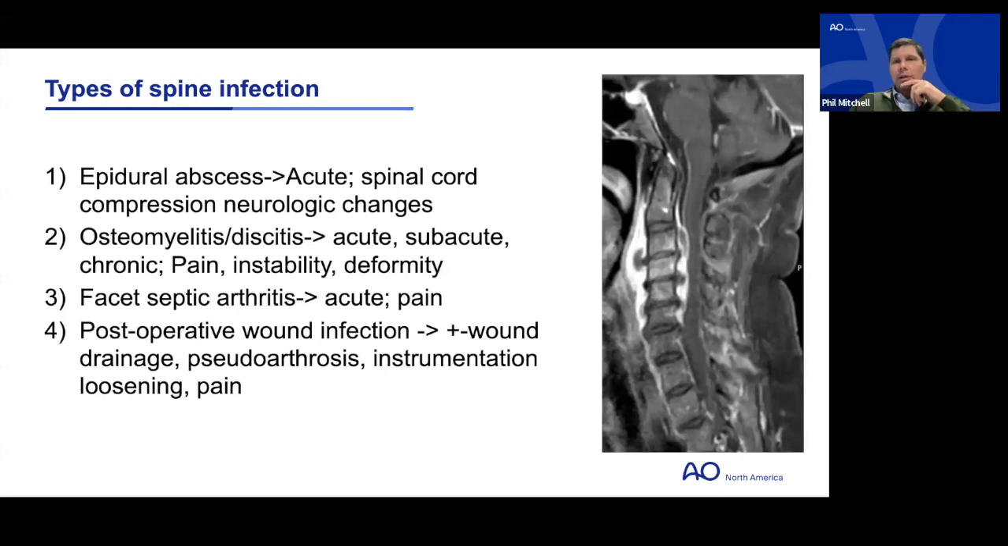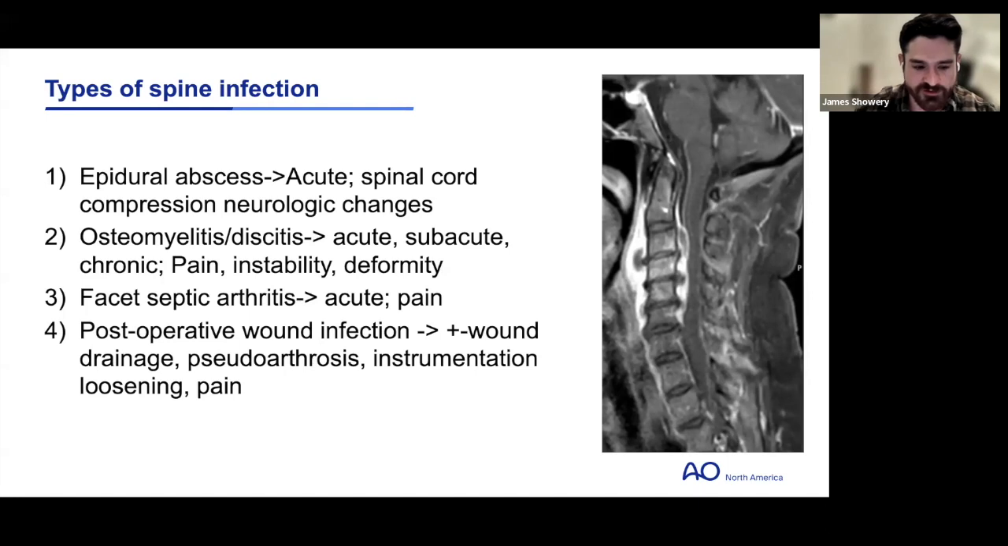So, different kinds of spine infections. Give us some takeaways for how to approach a patient like this. Yeah, so this is kind of the main groups of infection. Epidural abscesses tend to be acute, rapid onset, and they cause spinal cord compression and acute neurologic changes. Discitis osteomyelitis can be acute, subacute, or chronic. These will typically cause more pain and instability and sometimes deformity. Facet septic arthritis is less common, but people will have pain related to that. And obviously a postoperative wound infection, which unfortunately can happen, but that's a little bit more obvious: draining wound, loose instrumentation, that kind of thing.